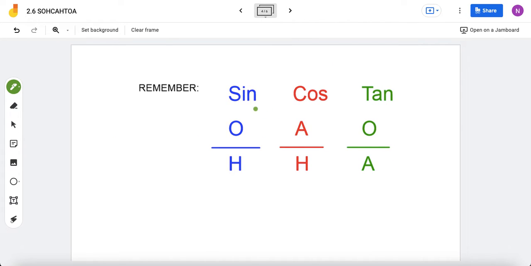And there's an abbreviation we can use to help us remember this. So an abbreviation that we commonly use is SOH CAH TOA, just to help us remember this. Right, that sine is opposite over hypotenuse, cosine is adjacent over hypotenuse, and tan is opposite over adjacent.